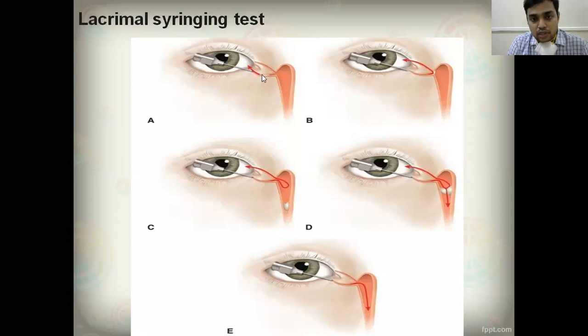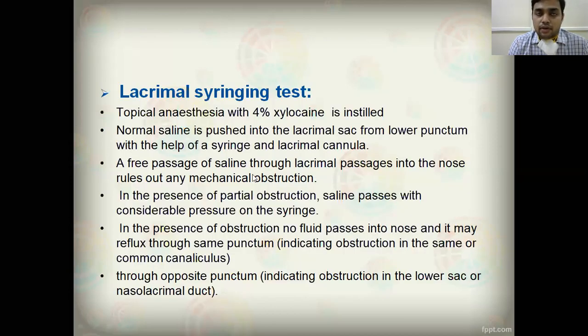If it regurgitated from the same punctum, it is because the obstruction is at the same canaliculus. So in this way, you can rule out whether there is a permanent obstruction or partial obstruction. In case of partial obstruction, with considerable pressure, the fluid passes through the nose. But if it is a complete obstruction, the fluid comes out either from the upper punctum or the lower punctum.